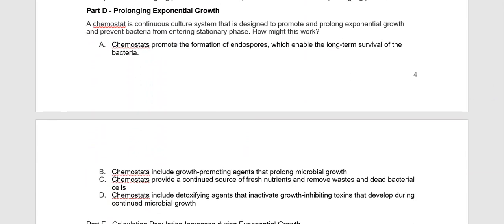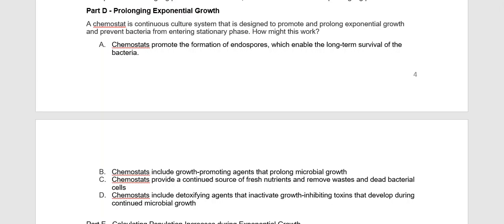So, prolonging exponential growth, how can we do that? So, a chemostat is a continuous culture system that is designed to promote and prolong exponential growth and prevent bacteria from entering a stationary phase. What would need to be the mechanisms through which this could work?